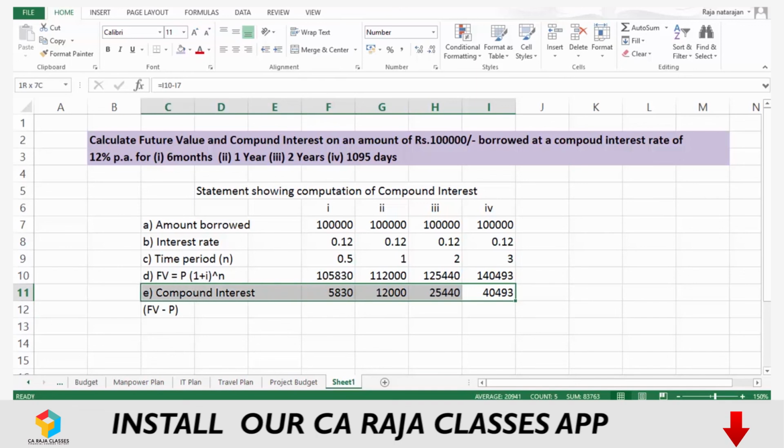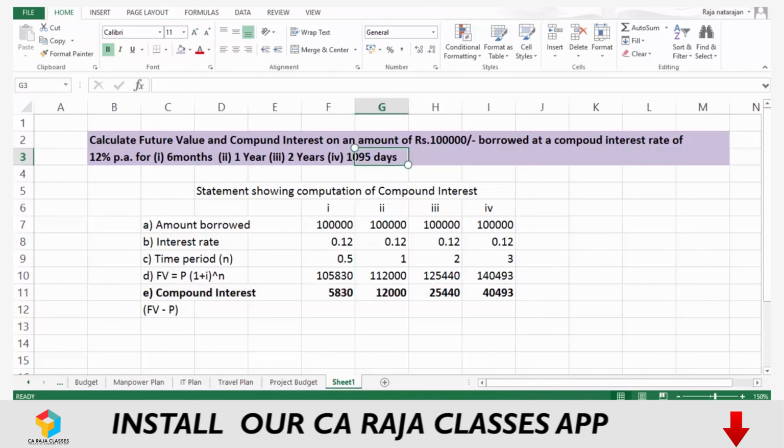So this is a simple case for us to understand how to calculate the compound value if your time period is not exactly a year, because you had something as 6 months, you had something as 1095 days. So how to calculate? This is a simple example for us to understand.